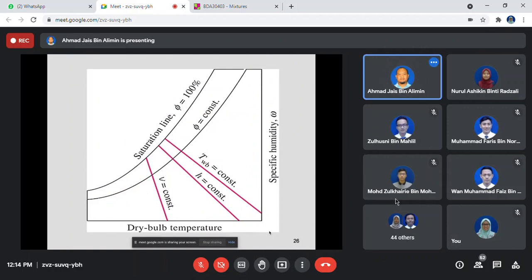Okay, this is a psychrometric chart, and this is how you try to understand the location of the main parameters. The horizontal line is the dry bulb temperature, and then we have the curve representing the saturation line, and then we have the diagonal lines which represent the wet bulb temperature, the enthalpy, and also the specific volume, and we have the specific humidity as the vertical lines.